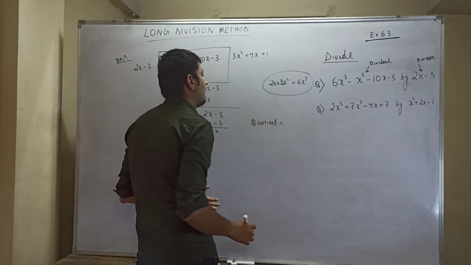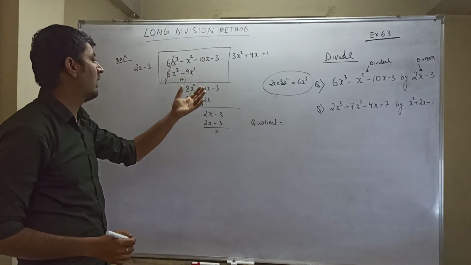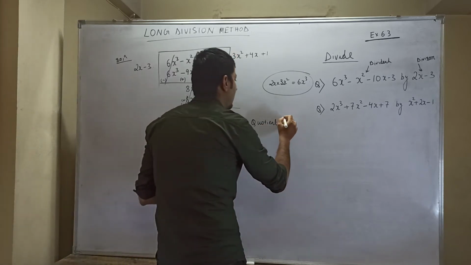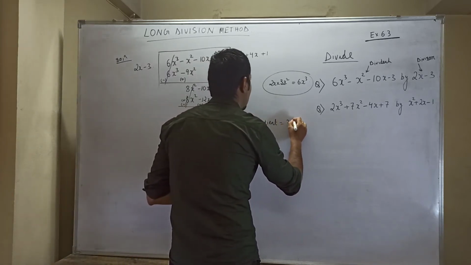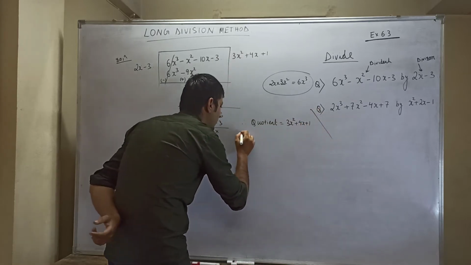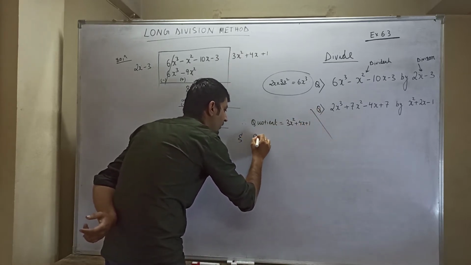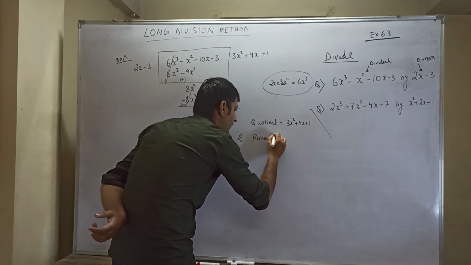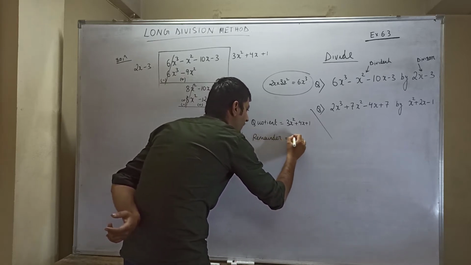What is the quotient you are getting? Your quotient is 3x squared plus 4x plus 1. This is your quotient. And what is your remainder? Your remainder is equal to 0.